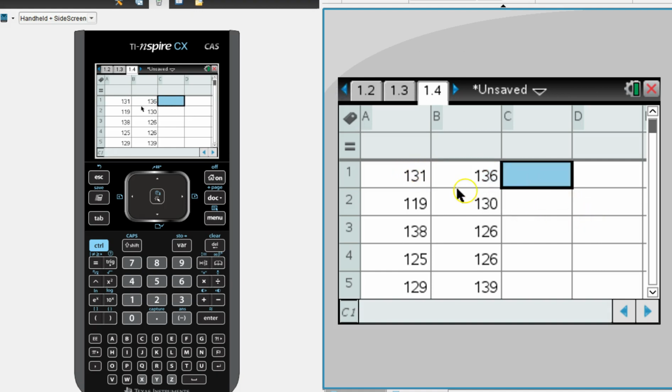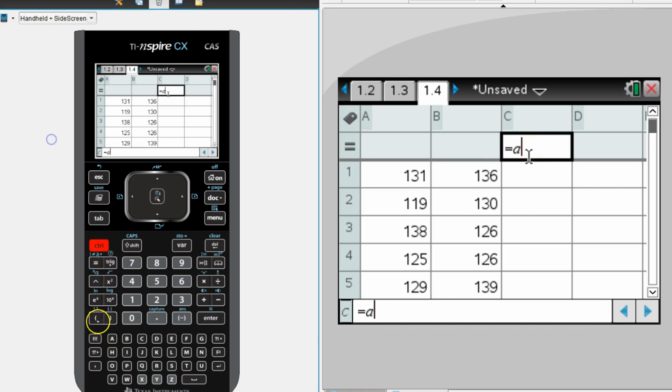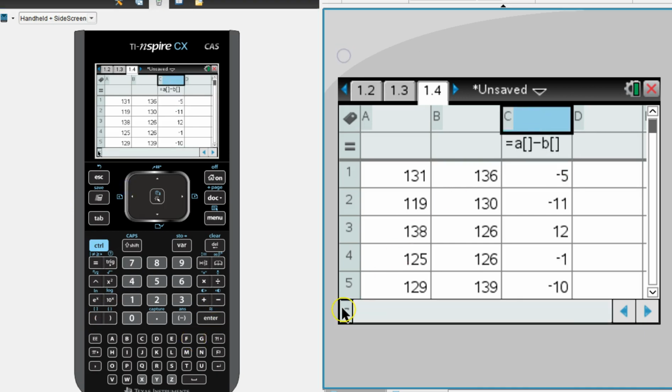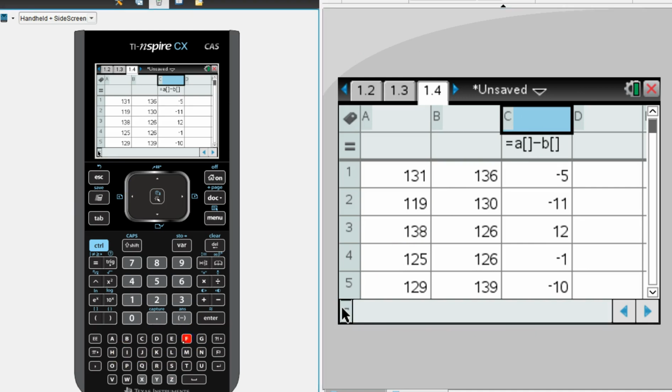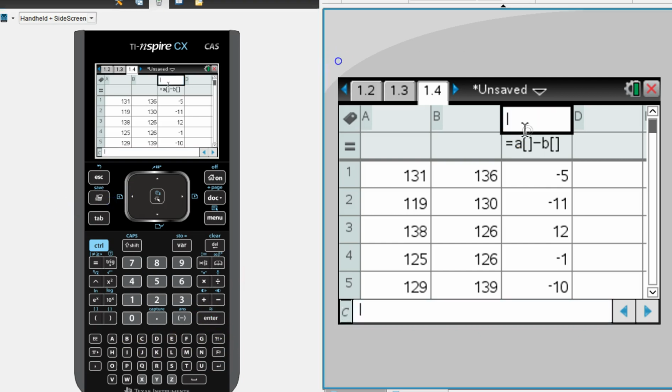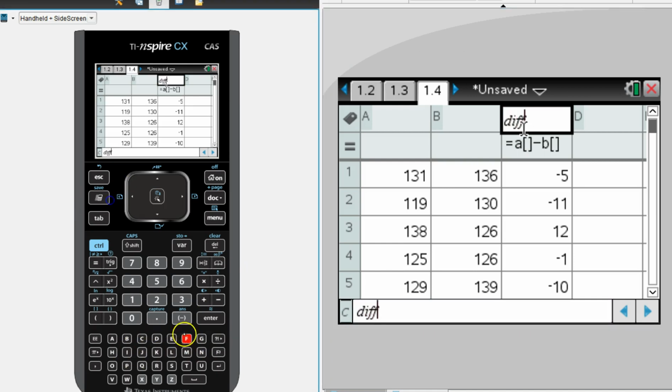131 minus 136 is negative 5. 119 minus 130 is negative 11. And then I can see if there was an actual difference. I'm going to do a quick command on here and say do A minus B, and just let the calculator do some of that quick calculating for me. Okay? And because we have to check the normality, I'm going to name it diff, D-I-F-F. So this is really the data that I'm going to be running the test on, not the original data, but the differences of the data.